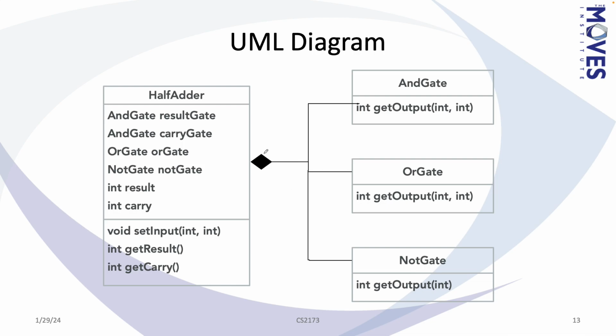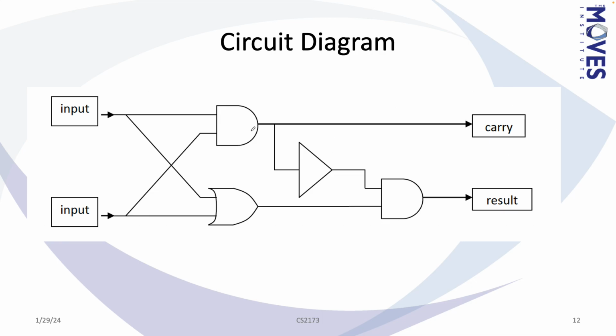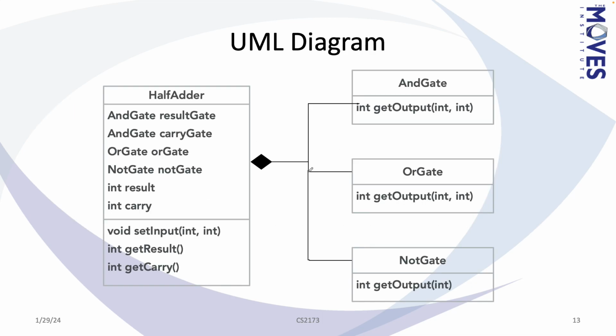So now the UML diagram kind of looks like this. In other words, in order to implement this, what do we have here? We have 2 AND gates, 1 OR gate, and 1 NOT gate. And so to implement this in code, from the design point of view, we would have the 2 AND gates as instance variables, an OR gate and a NOT gate.